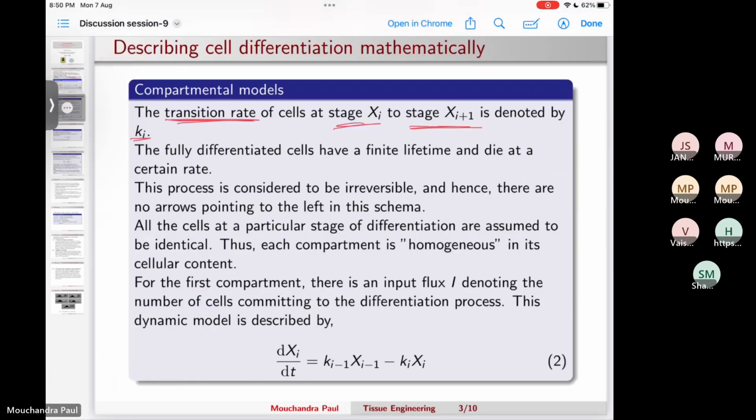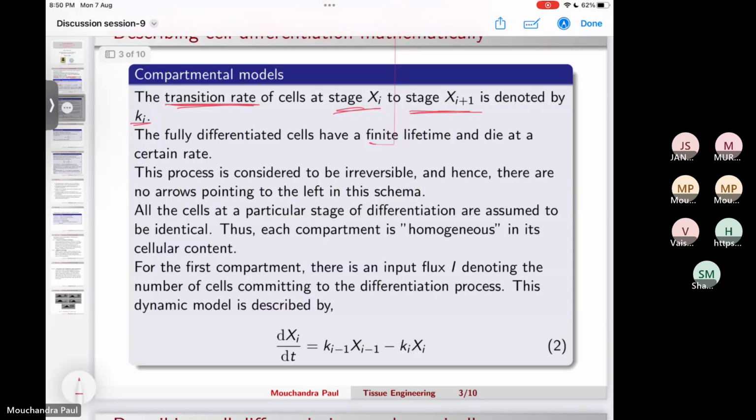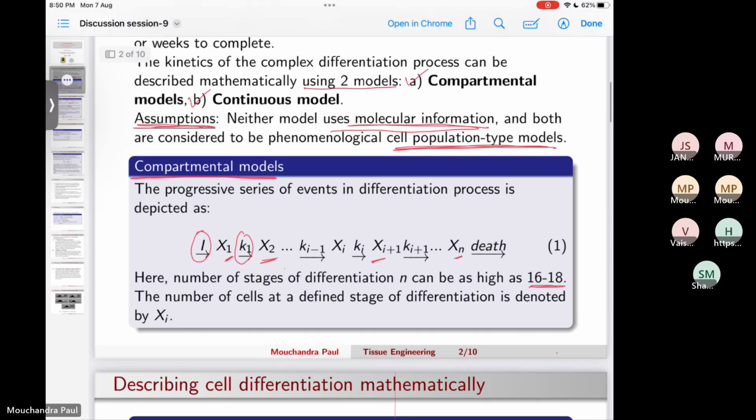The fully differentiated cells have a finite lifetime. They can only live for a few cell division cycles and then they will die. Death also happens at a certain rate, and this process is irreversible. Please note, this is an irreversible process. Conditions like transdifferentiation etc. won't happen. That is why in this scheme that you are seeing, there is no reverse arrow. All the arrows are in one direction only.